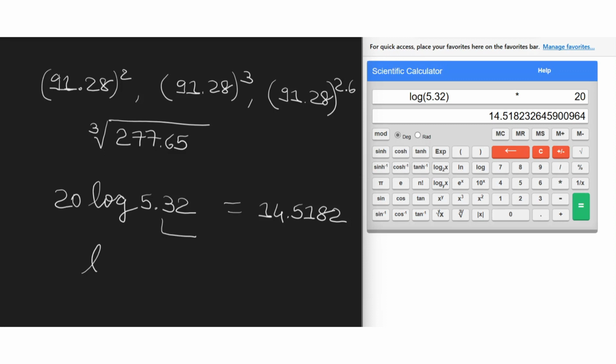Let me take another example. Now I need to find ln of 5.32. For that, again same way, 5.32, then I'll press ln. So I get it as 1.6714.